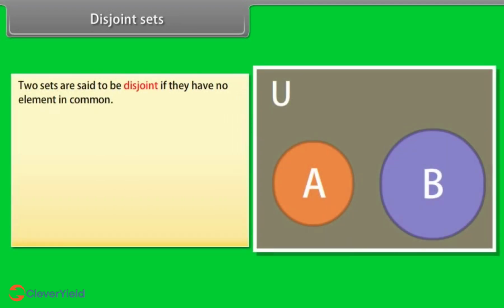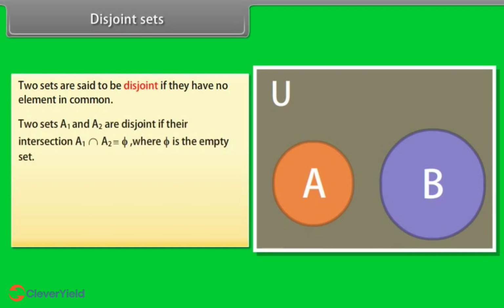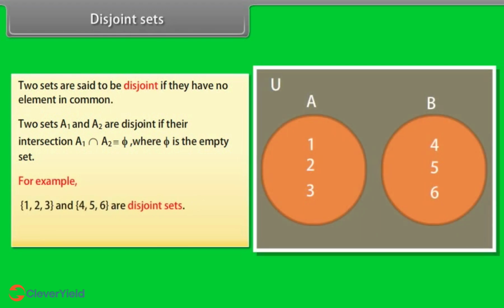Disjoint sets. Two sets are said to be disjoint if they have no element in common. Or we can say that two sets A1 and A2 are disjoint if their intersection is phi, the empty set. For example, {1, 2, 3} and {4, 5, 6} are disjoint sets. The sets of alive and dead people are disjoint. The disjoint sets can be represented by means of a Venn diagram as shown.